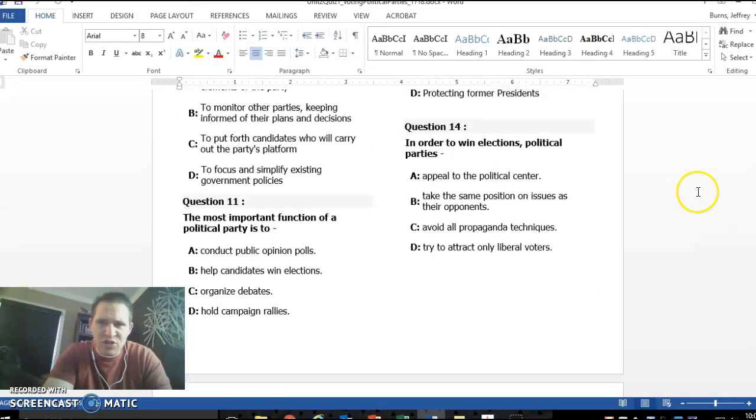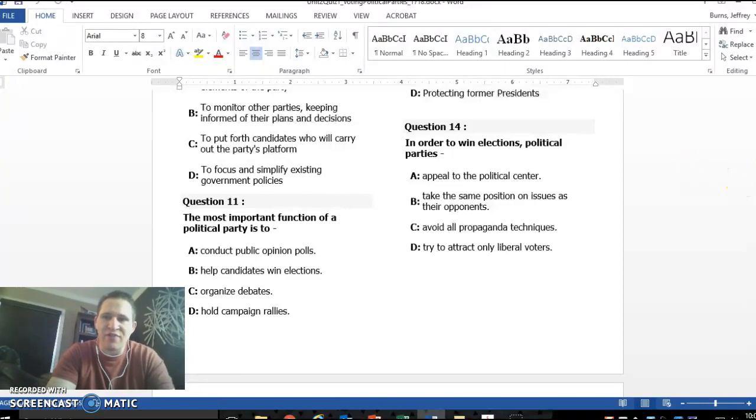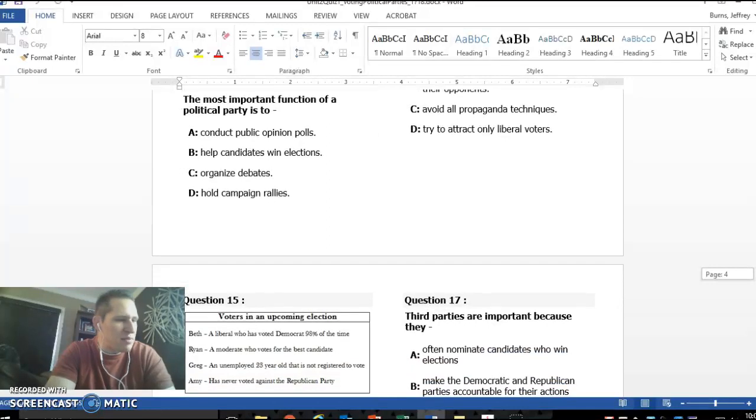Another one only one class struggled with was number 14. In order to win elections, what do political parties do? Well, they have their base. The Republican Party has their base, conservatives. The Democratic Party has their base, liberals. But they got to get those people in the middle. So they have to appeal to the political center, the moderate vote, the people who are slightly to the right or slightly to the left, right up the middle. As they get closer to the election, they try to back off on the extreme views, downplay those, and get more people on their side.